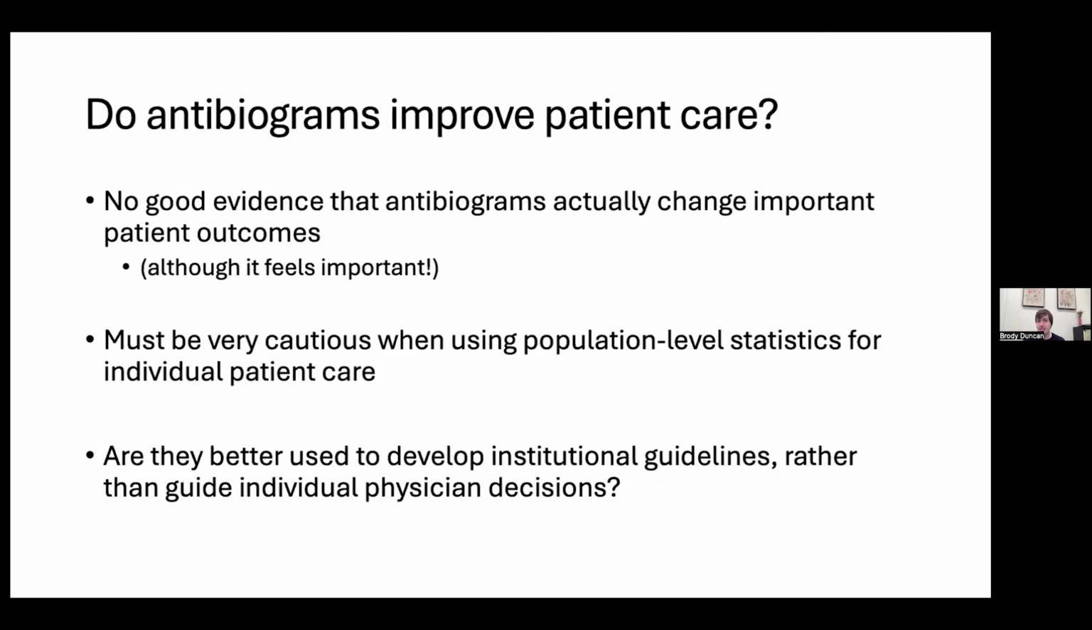The final point here is that some people argue that maybe they're better used to develop institutional guidelines rather than guide individual physician decisions. And I think there is some merit to this, which is, we see that over the course of 10 to 20 years, resistance profiles change. Is it more helpful for us as an institution to just present that as a general feature, as opposed to giving these niche bug-drug point estimates of susceptibility, which again, some people might misinterpret for certain patients? I don't know.